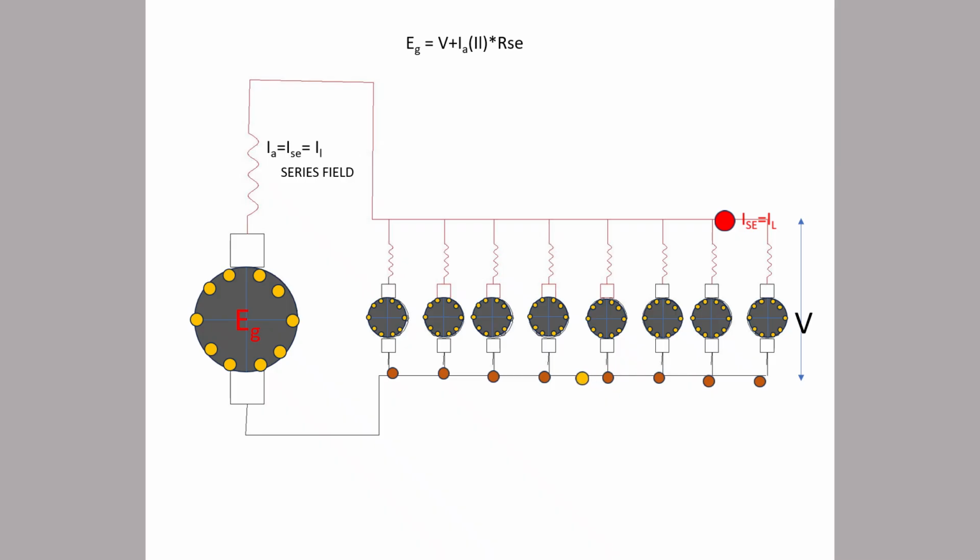Now here you see what a DC series motor is. I have shown you the DC series motor in the locomotive. In Indian systems there are maximum 6 DC series motors in a locomotive. I have shown it here, 6 in number.